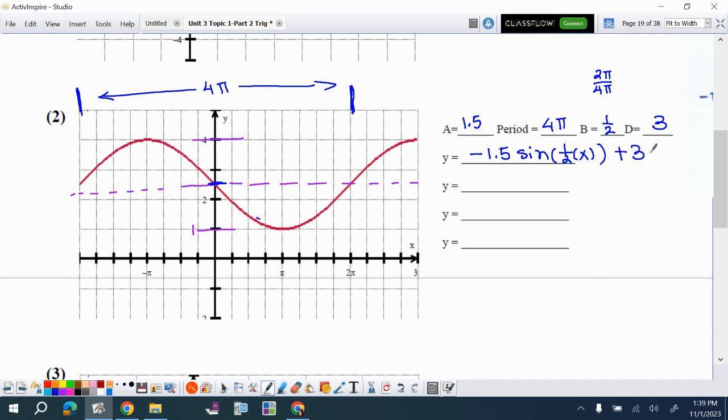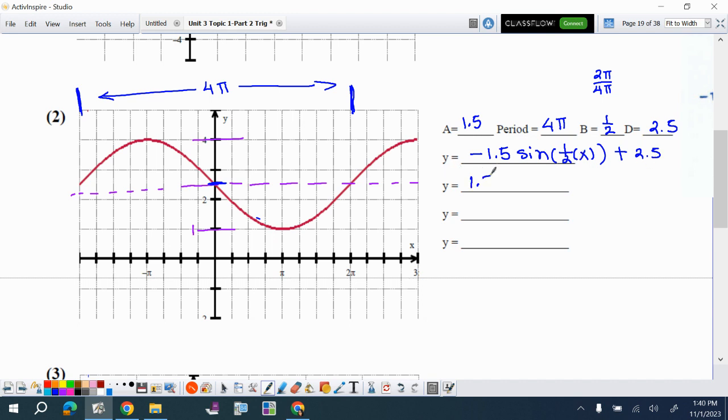Negative sign will have a 0 shift. Oh, I'm sorry. I made a mistake in this case. D is not a 3, but D is 2.5. My bad. I did not look carefully. Okay, so D is 2.5. This is negative sign, 0 shift, 2.5.